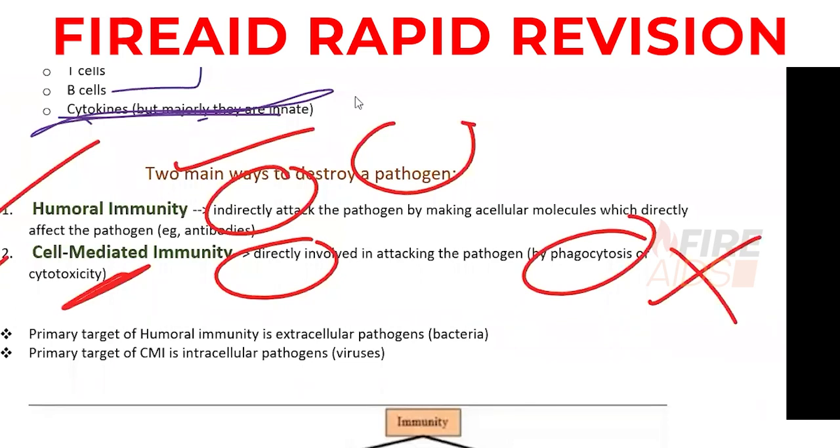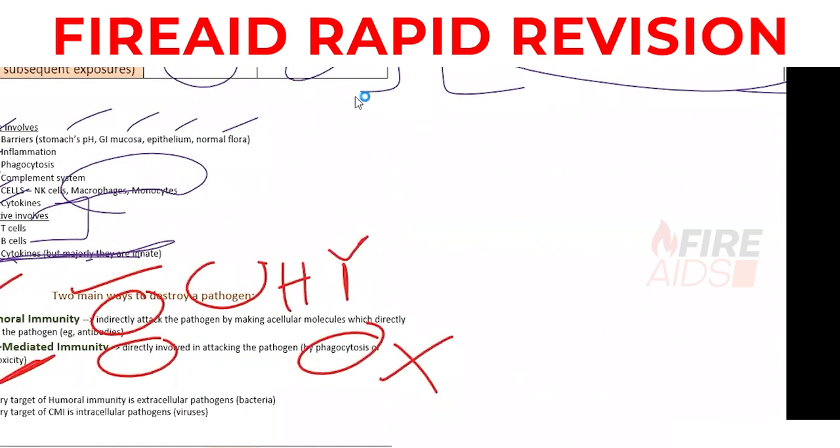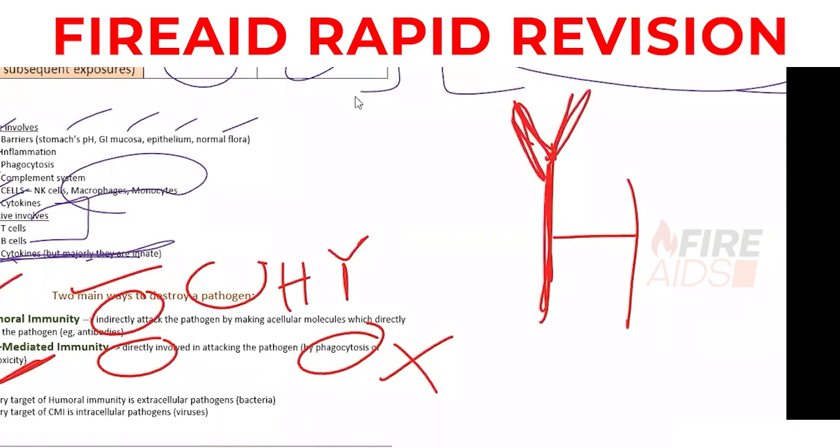Humoral means indirectly, which means they are going to produce antibodies. You need to remember humoral means antibody. To remember this, I want you to write H and make a Y over it. This is the symbol of the antibody. Humoral means antibody. That's the strongest point I want to say regarding your MCQ. Humoral immunity is antibody.